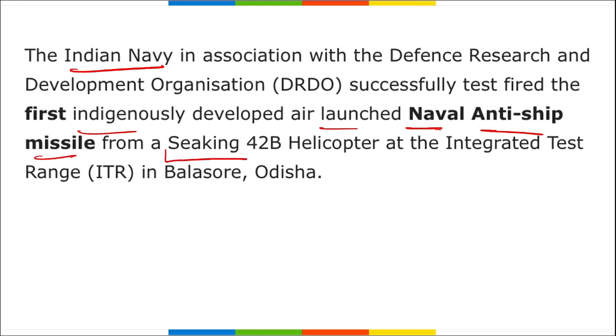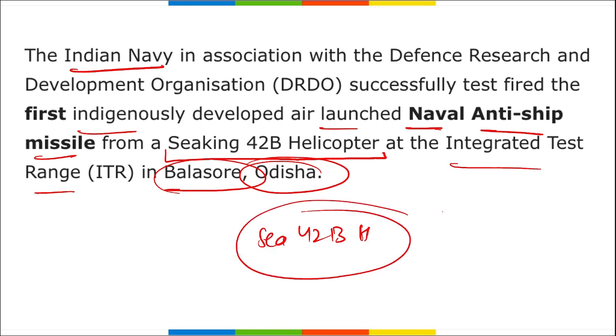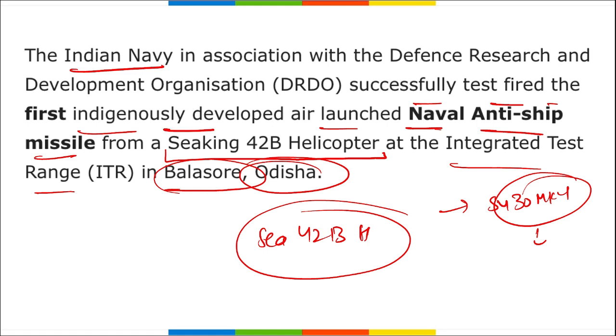anti-ship missile from Seaking 42B helicopter at the integrated test range Balasore in Odisha. So see, remember this Seaking 42B helicopter. As we know, we remember the name of Sukhoi 30 Mark 1 fighter jet. Why? Because this tested the Brahmos Supersonic cruise missile. So now it is your naval anti-ship missile that was tested from what helicopter? It is Seaking 42B helicopter that tested this naval anti-ship missile. And from where was this tested? It was tested at integrated test range in Balasore location at Odisha.